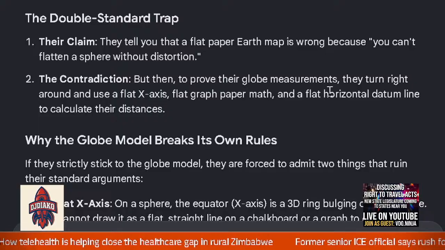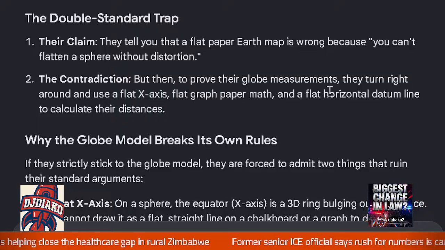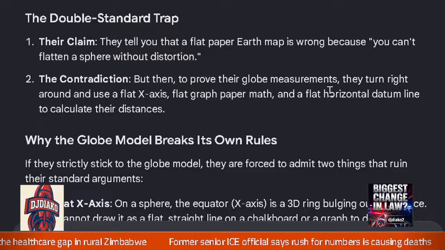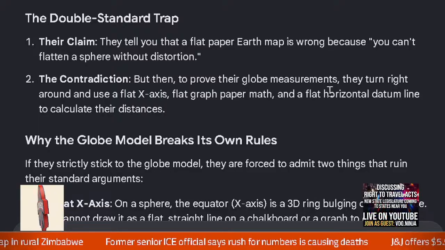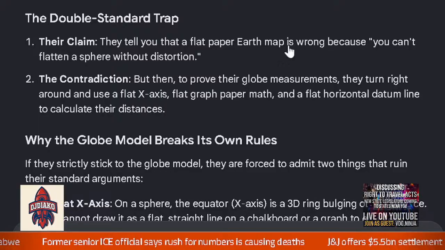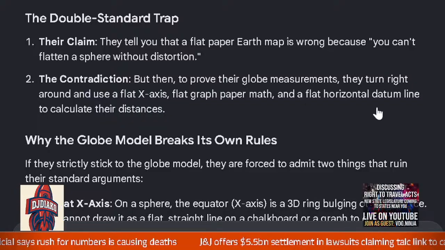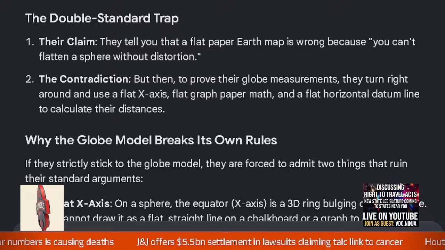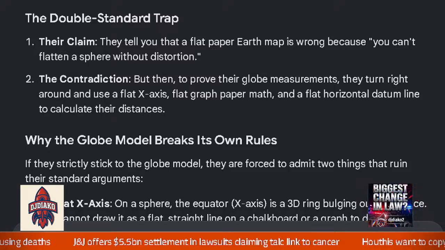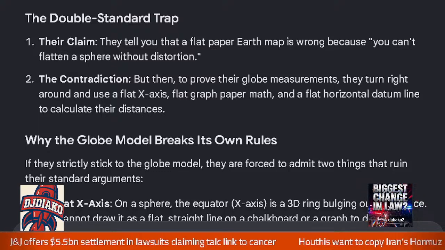But then, to prove their globe measurements, they turn right around and use a flat x-axis. Yeah. What? What is that? What the fuck? That's why he had to troll and treat me like a kid and drop me. But anyway, let's see if it'll do it.